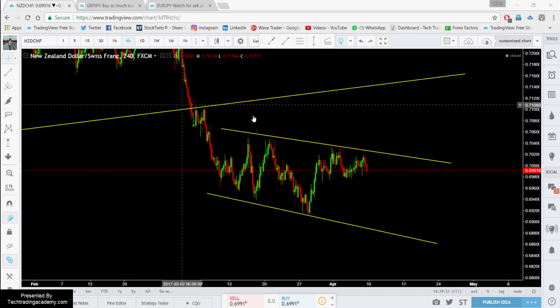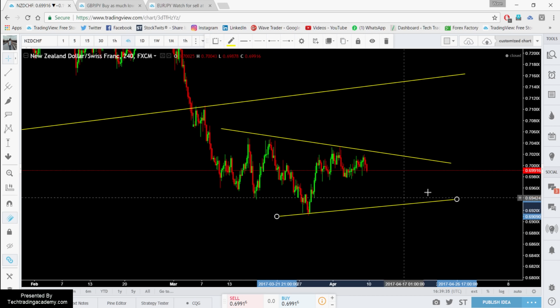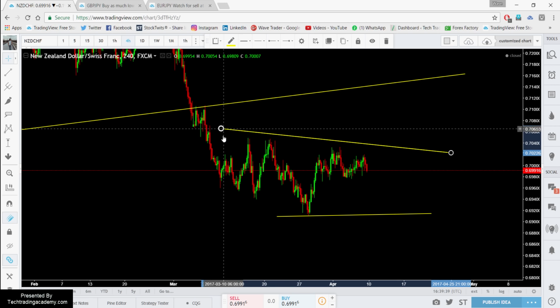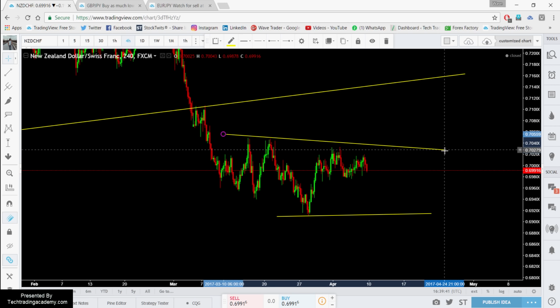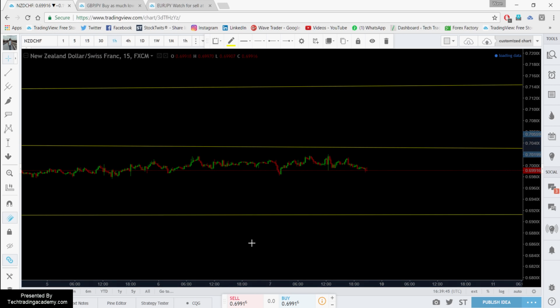All right, so let me show you the trade setup on the lower time frame. What kind of trade setup you can look for on the short term. All right, let me go back to the lower time frame.